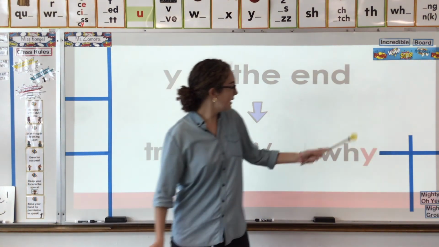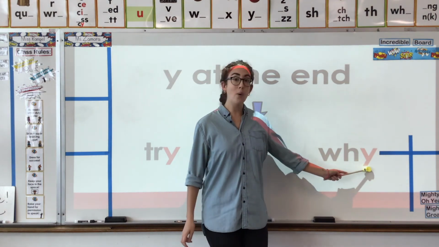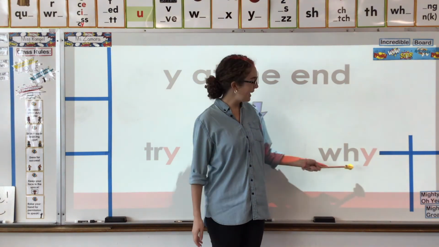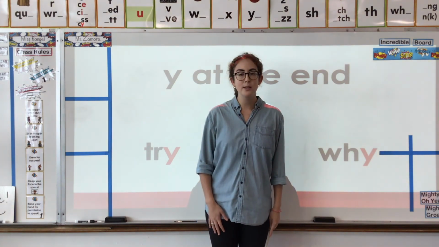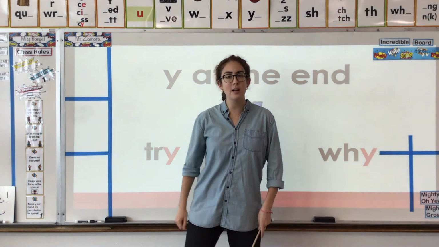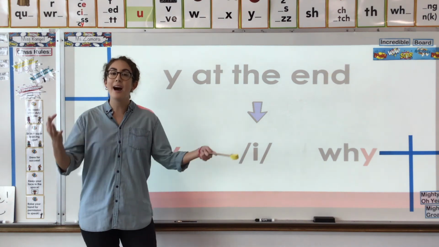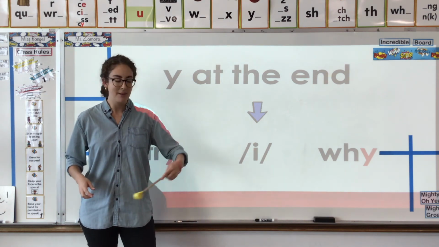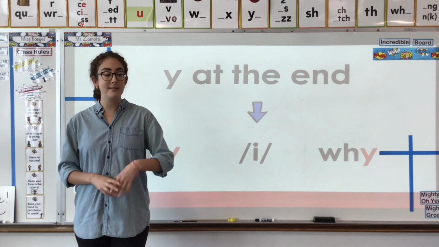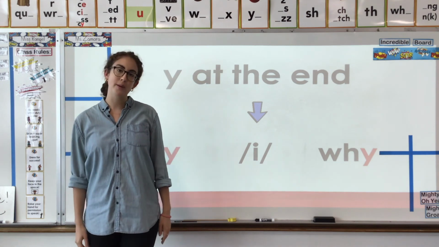Or like in the word, why, I, Y. Here, the Y is at the end and it's the only vowel. So by seeing that clue and using our decoding knowledge, we can know that the Y is going to say the I sound. So that is the third and final sound that a Y makes when it's at the end of a word, but it's all alone.